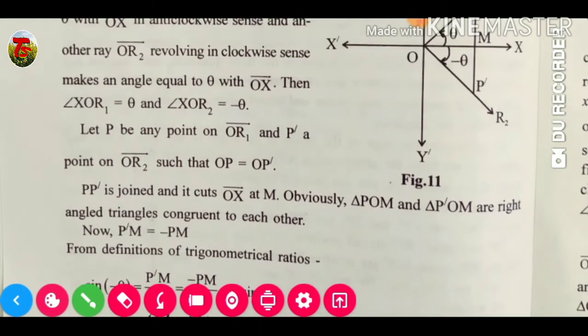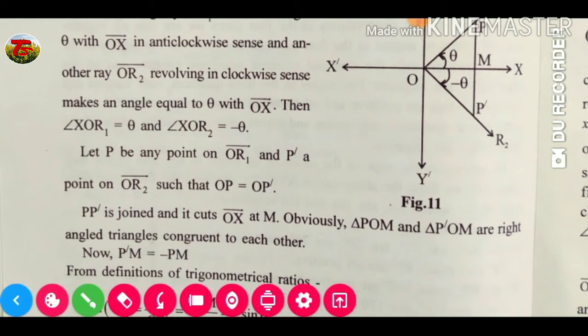Now what are we able to write? P dash M is equal to this line. It is on the downside of the x-axis, that means y, this one is the negative part. So in this portion it will be negative. So P dash M is equal to minus PM.